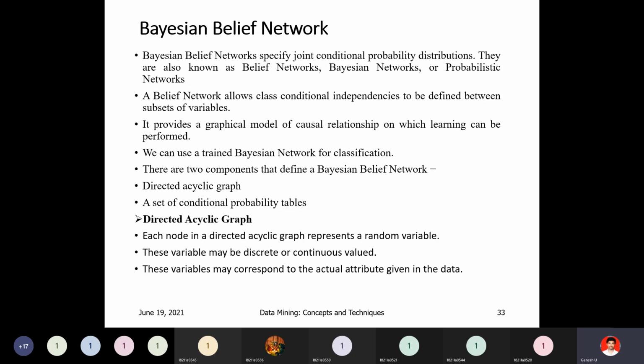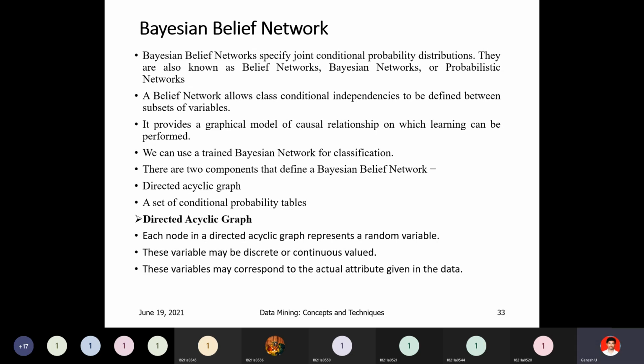And second is the probability table. Conditional probability table, you have to draw the table. You have to fill the values in the table by using the graph. So two things you have to do. One is the graph, the directed acyclic graph. One is the conditional probability table. These two you have to do for any Bayesian belief network.